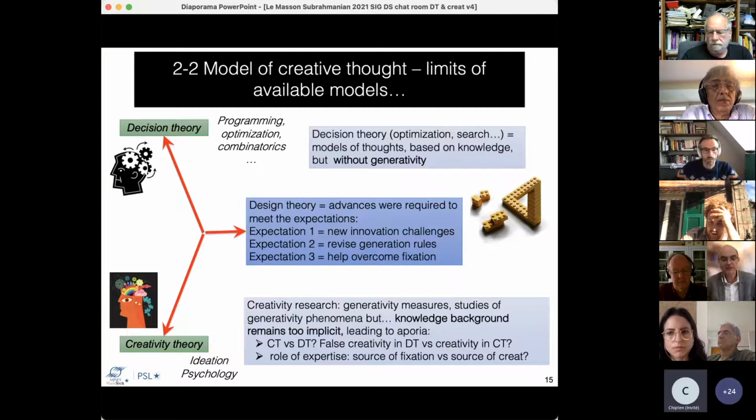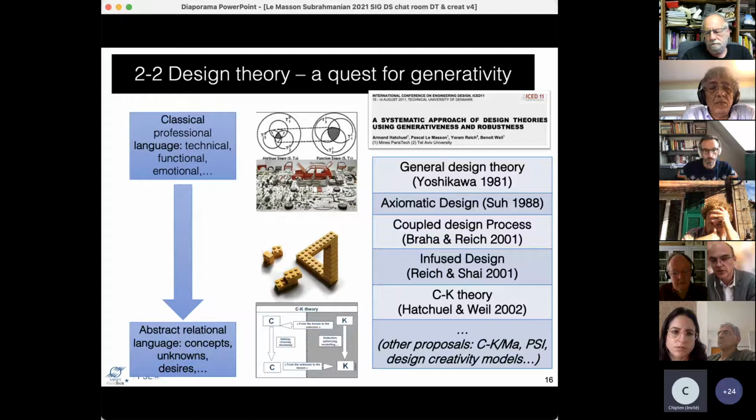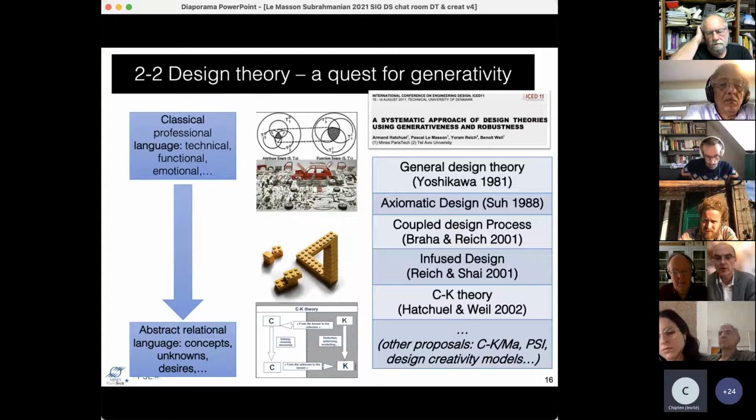There has been a lot of work done in this field, and you could consider that all the theories developed in the last 20 to 30 years finally tend to address this issue. And I have here a list of very interesting design theories, which all more or less address the question of fixations in design. I will only take one example, CK theory, which in a way presents some very good properties when related to the question of the creative engine.